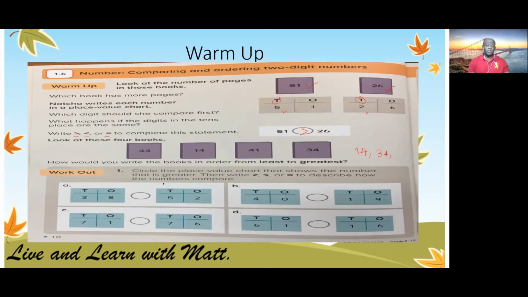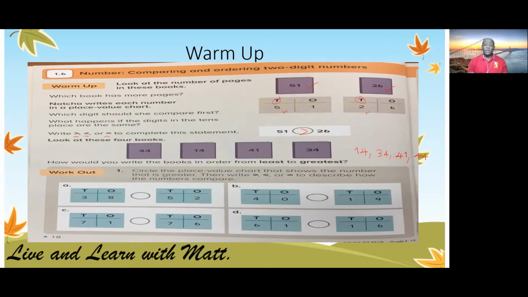The last two numbers have the same 4 tens. 4 tens, 4 tens. So we'll consider the ones. 4 ones, 1 one. So 41 has the least ones. 41 next, and 44 the last. This is how we compare numbers. Now let's go on to the workout.